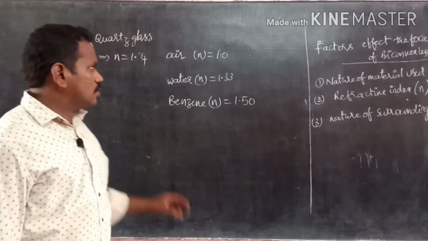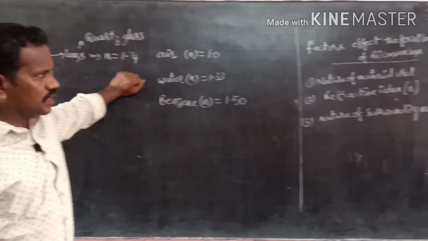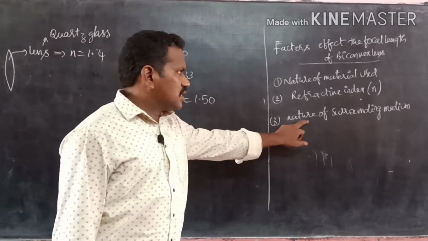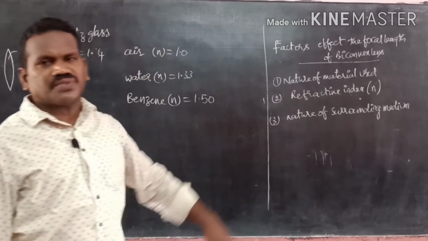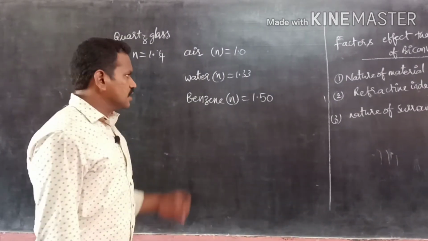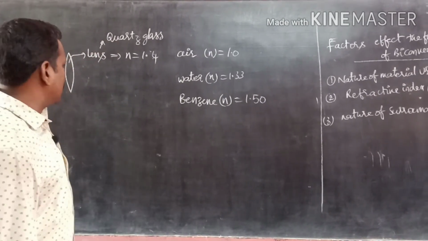As we already know, the focal length of a lens depends on the nature of the surrounding medium as well as the refractive index of the surrounding medium. Here let us discuss one example. What is the example here?